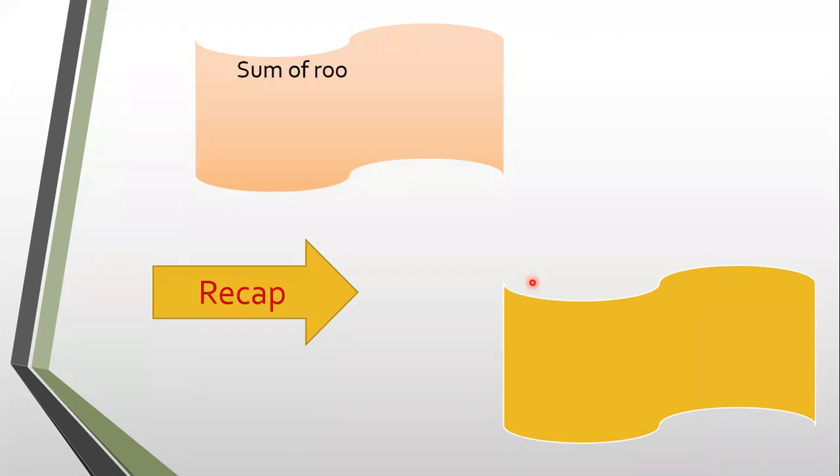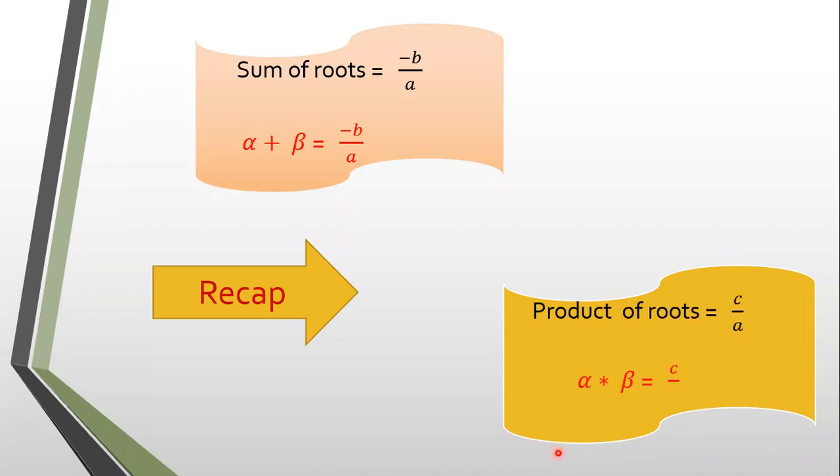Now recap our previous knowledge. As we know that the sum of roots is equal to minus b over a, means that alpha plus beta is equal to minus b over a, and the product of roots is equal to c over a, means that alpha into beta is equal to c over a.